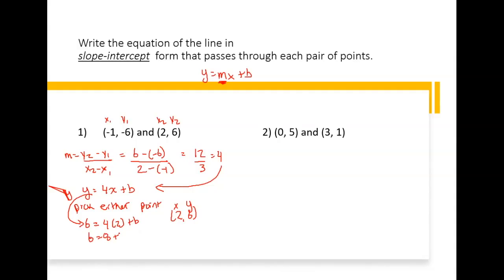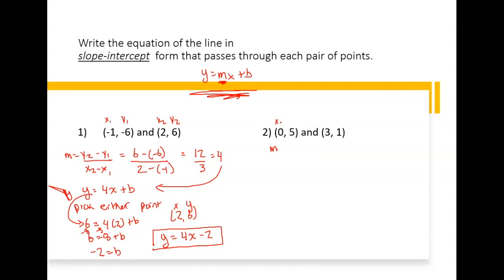6 equals 8 plus b. Subtract 8 from both sides. 6 take away 8 is -2, which is equal to b. So I have an equation of 4x minus 2. That's my equation of a line. I calculated my slope to be 4 and my b to be -2. This is my format, so I can just plug those in, and that gives me the equation of a line in slope-intercept form.